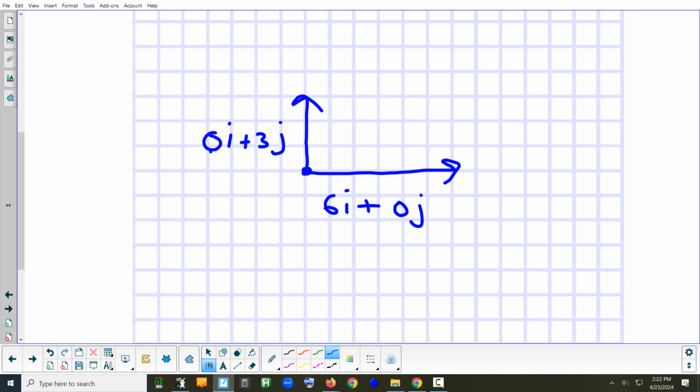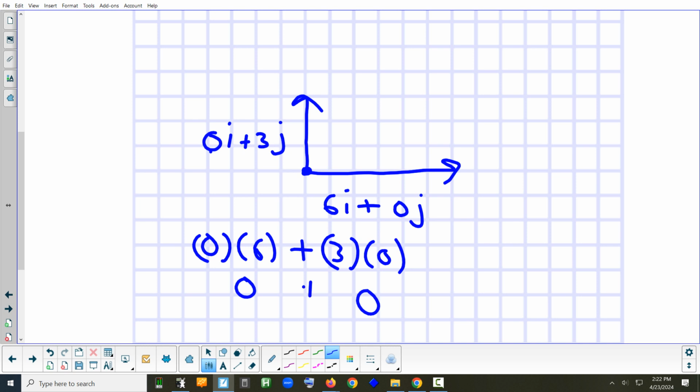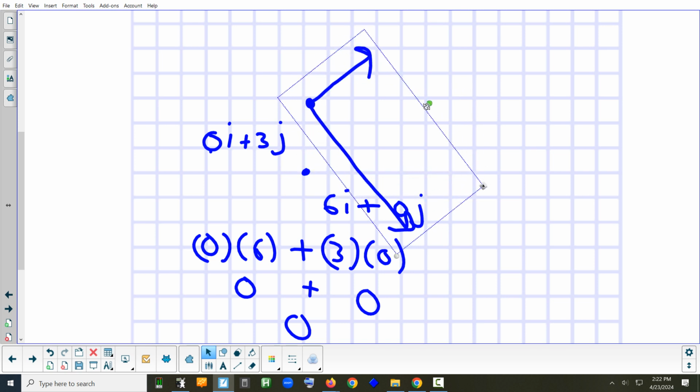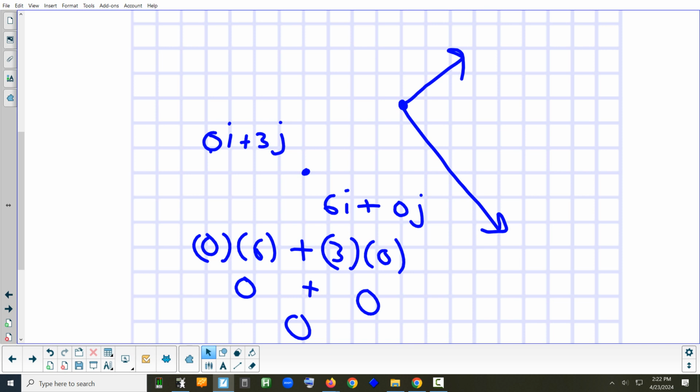Let's find the dot product. 0 times 6 is how much? 0. What's 3 times 0? 0. That's also 0. And 0 plus 0 gives you 0. So anytime two vectors are perpendicular, the dot product will always come out to 0. Even if you rotate them together, they'd still come out to 0. If you could figure out what those two vectors are, the dot product between those would still be 0.